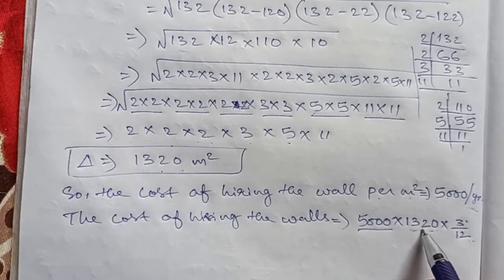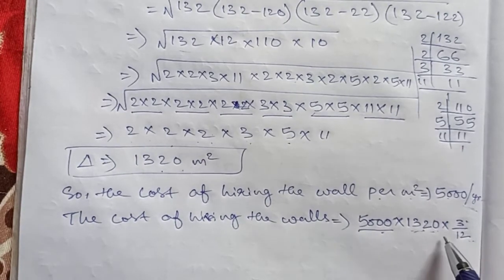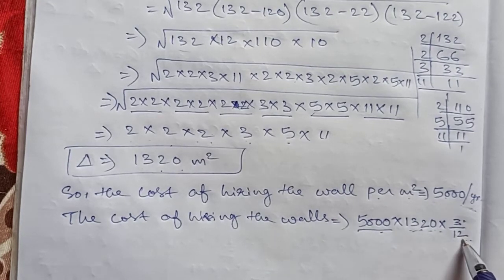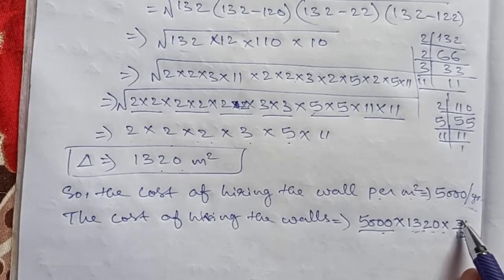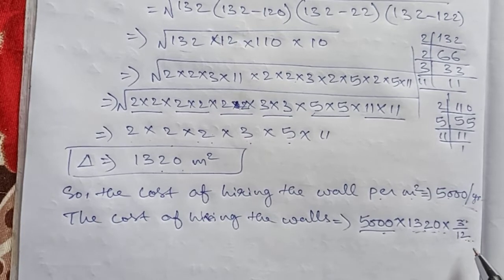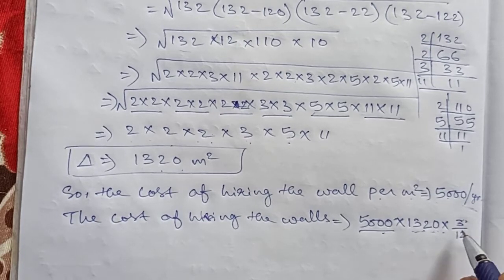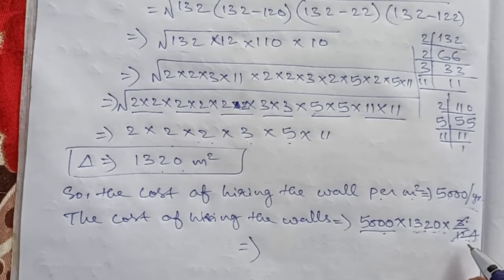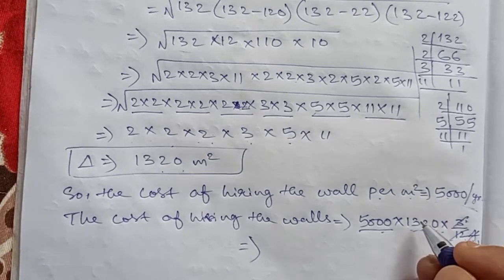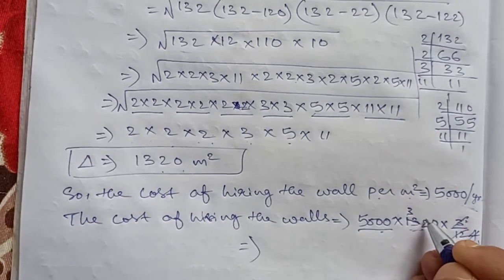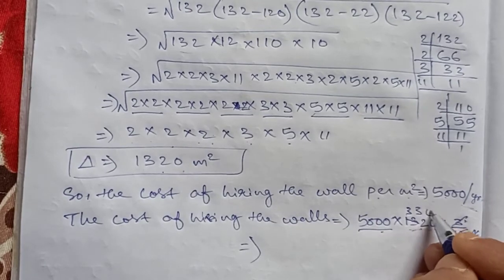For this much meter square we are multiplying with 5,000 into 3 by 12, since 3 months is out of 1 year. If we have to calculate 5 months, we will write 5 divided by 12. Now by cancelling, 3 ones are 3, 4 3s are 12, 0.